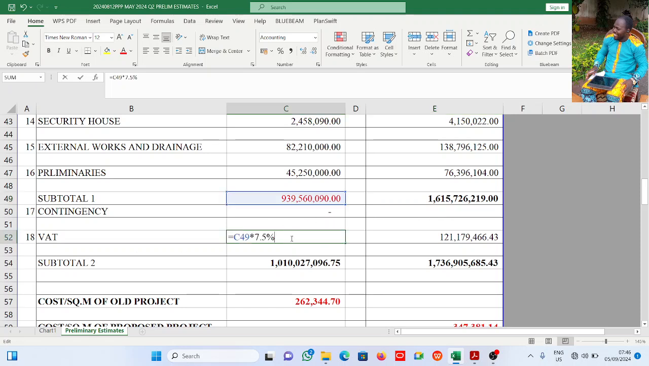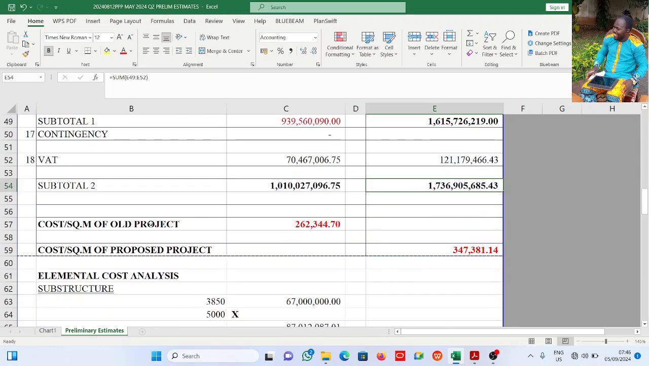Now this is VAT. Though we're not told the percentage, when I applied 7.5%, it gave me exactly that. All right, so it is 7.5% applied here also, 7.5% wherever this. All right, so it means the VAT through the period was 7.5%. All right, so I have this.